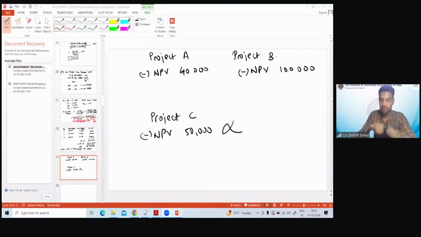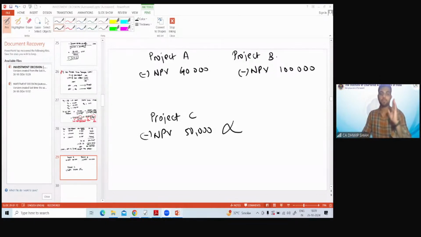See, again I am repeating, if NPV is negative, straightforward reject the project. It is a loss making project. Reject all. It is not that the project that has the lowest negative NPV should be selected. No, it is not that. A, B, C, all the projects should be rejected. Yes, that's correct, because all the projects have negative NPV.